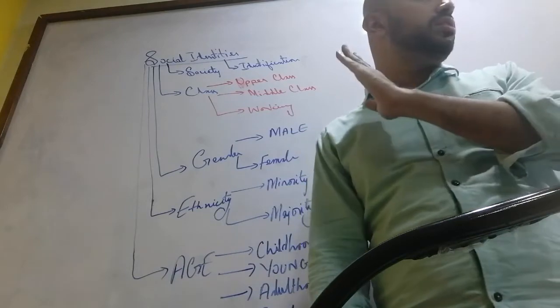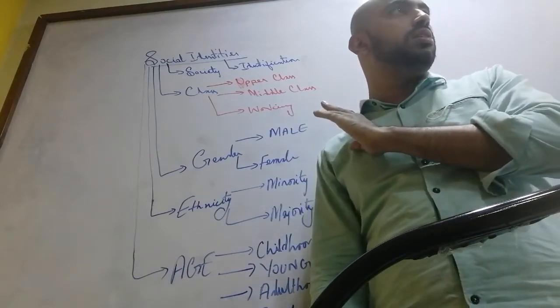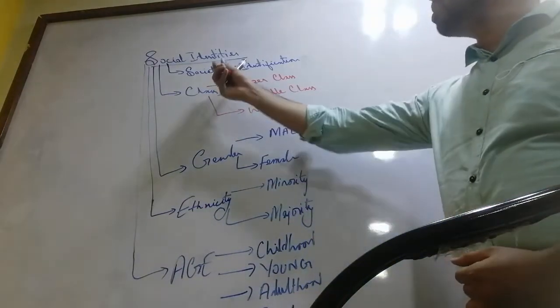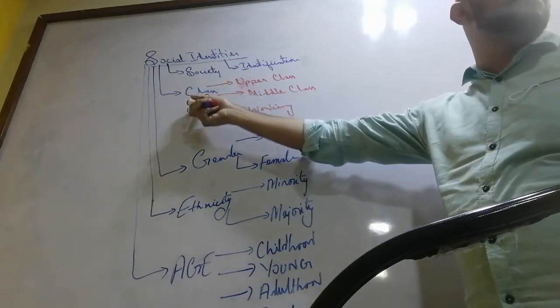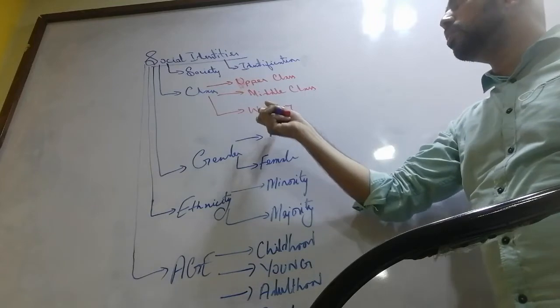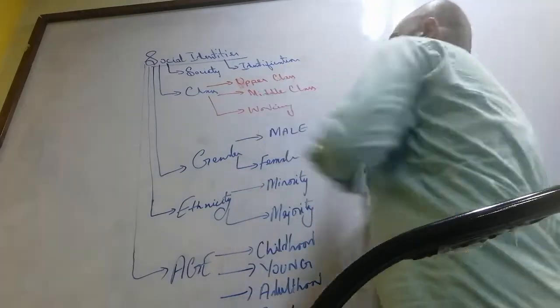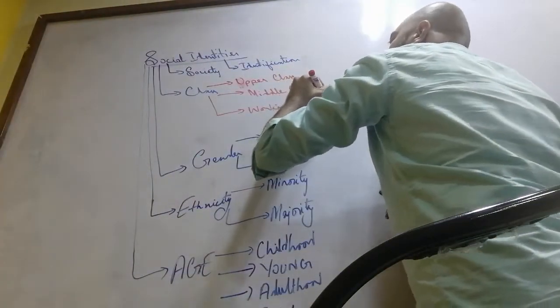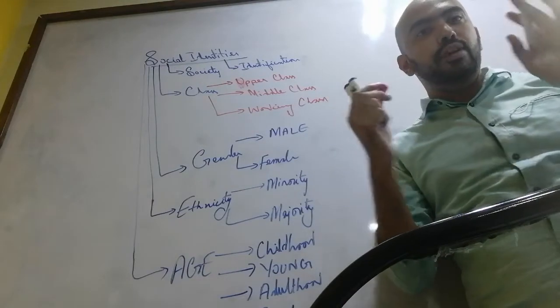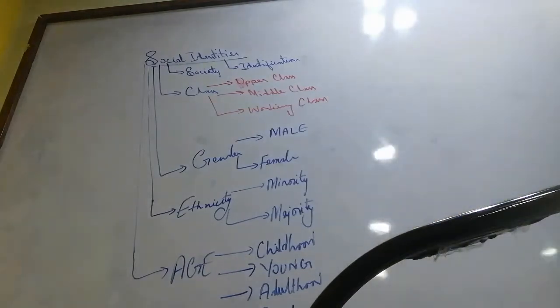Any confusion? Social identities: social is identification. There is a class: upper, middle and low, working class. Any confusion till here? First we need to understand this.